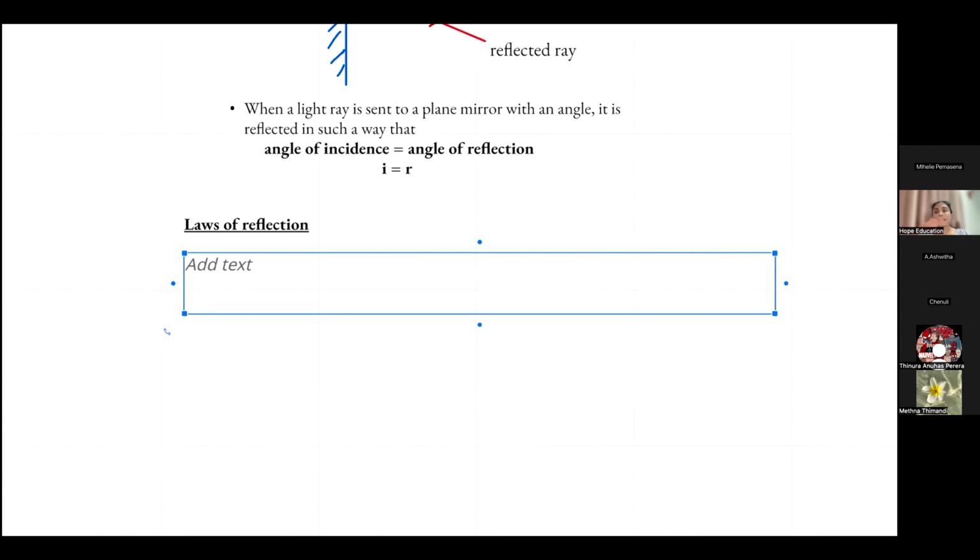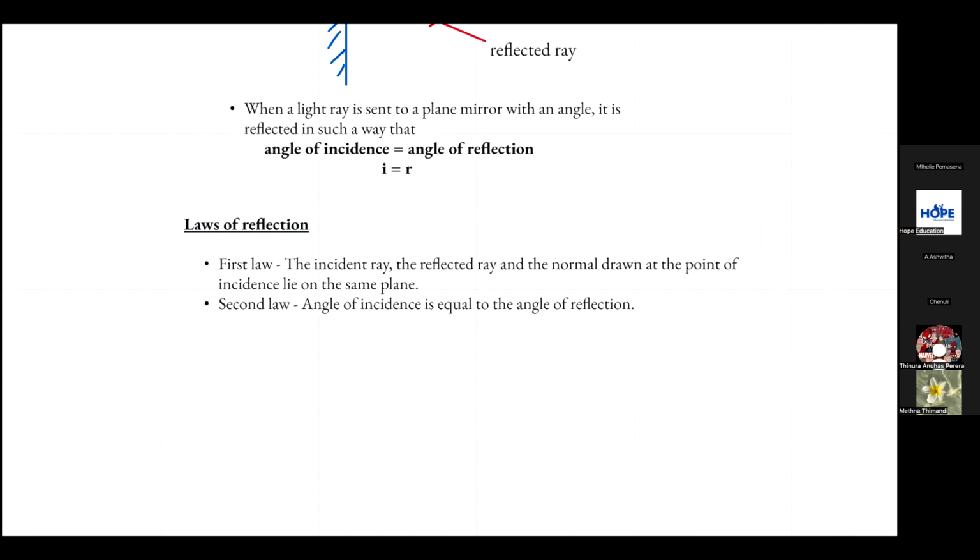That means the incident ray, the reflected ray and the normal are all in the same plane. That means you can draw it on a piece of paper, not 3D. And the second law is what I told you earlier, the angle of incidence is equal to the angle of reflection. Write that down quickly.